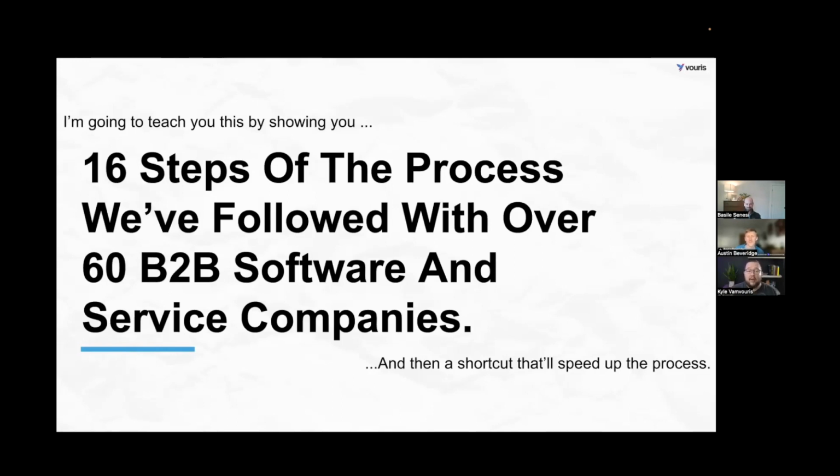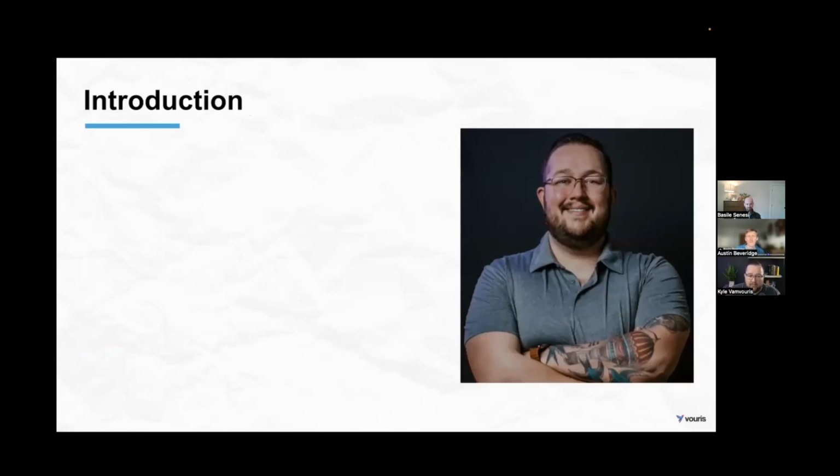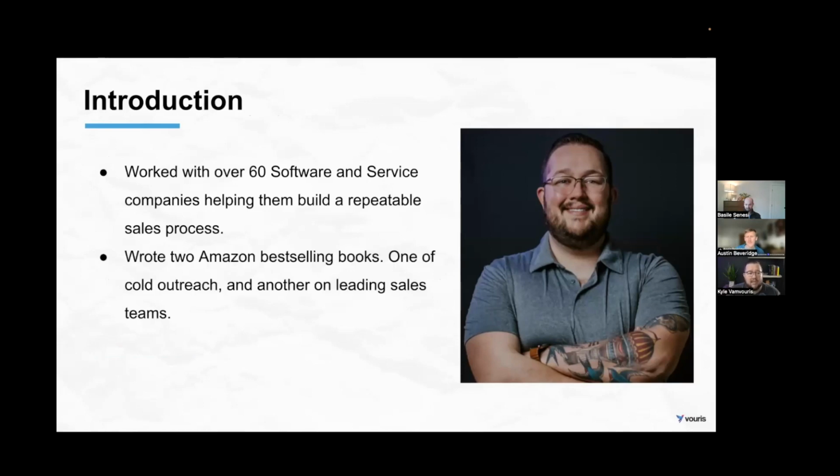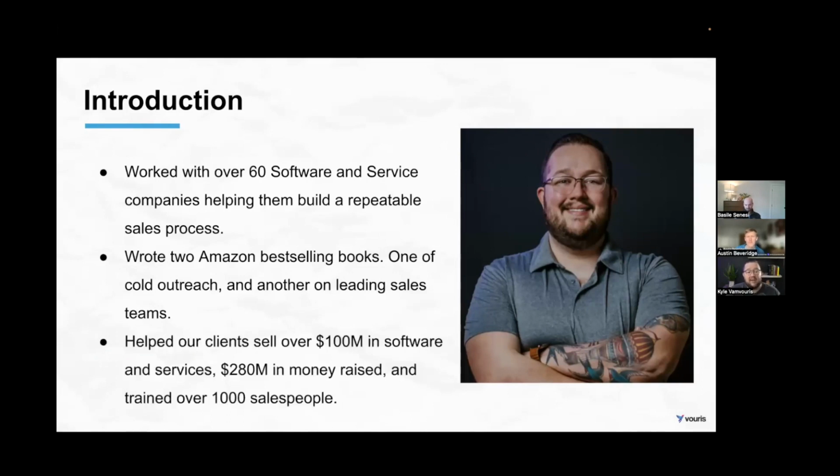But let me give you a quick run through of my background. I've got a couple bullet points here because some of you might not know who I am. Real quickly, I've worked with over 60 software and service companies, specifically around helping them build a repeatable sales process. I've written 2 Amazon best-selling books, one on cold outreach, another one on leading sales teams. If you look at my name on Amazon, you can find them if you're curious. And then finally, I've helped our clients sell over 100 million in software and services. They've raised over 280 million, most of that venture capital. And I've trained over 1,000 salespeople. So I've been around the block quite a bit.